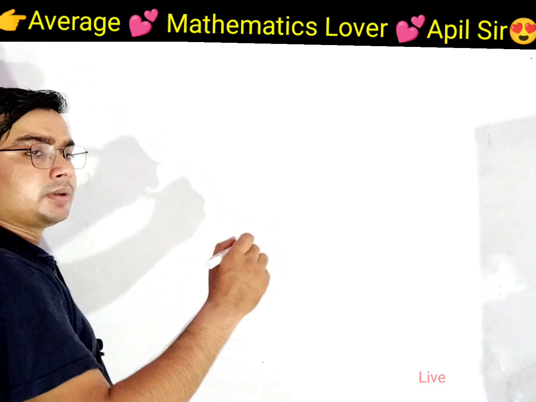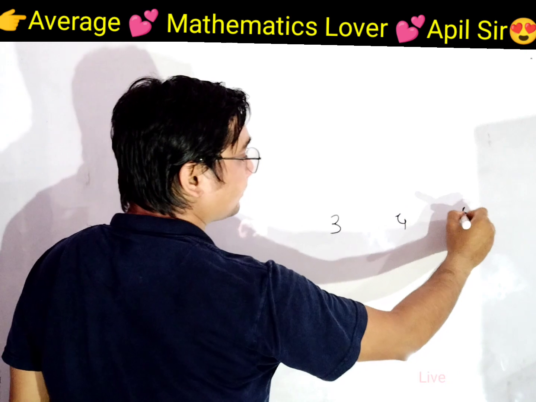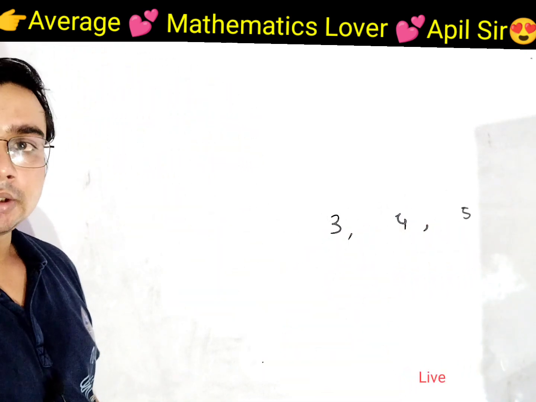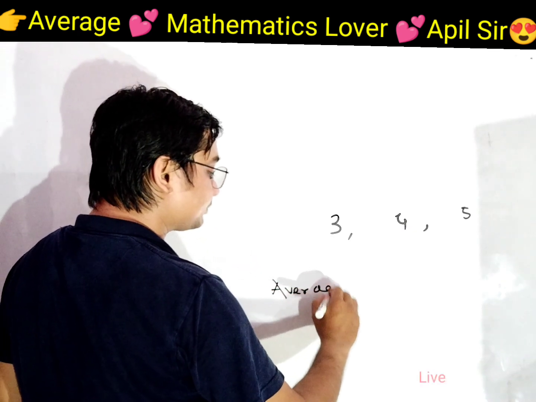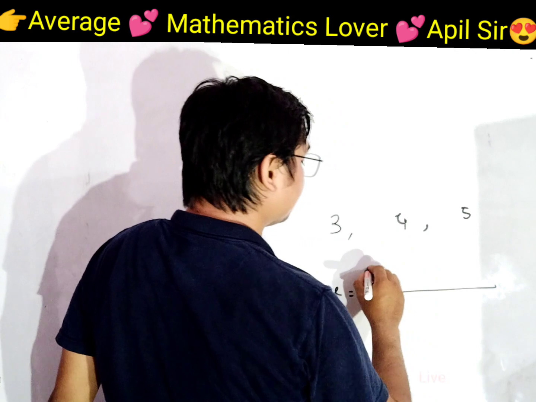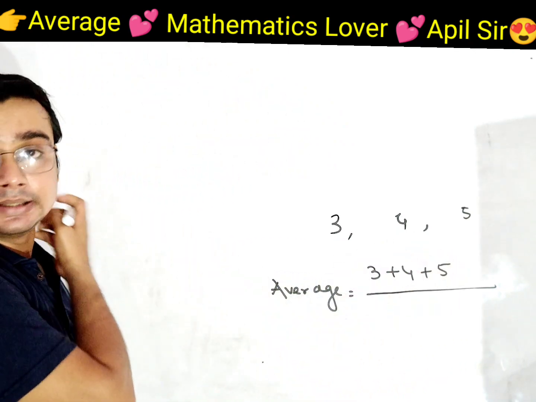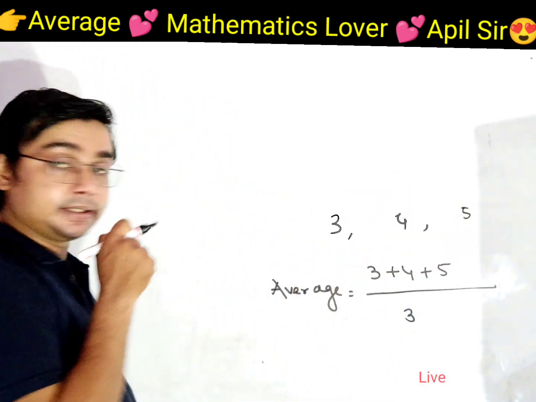Suppose we consider three numbers: one is 3, another is 4, and this is 5. And suppose you want to find the average of these three numbers, then what will be the average? Yes guys, the average will be the sum of these three numbers, 3 plus 4 plus 5, divided by 3. Since there are three numbers, you divide by 3 here.